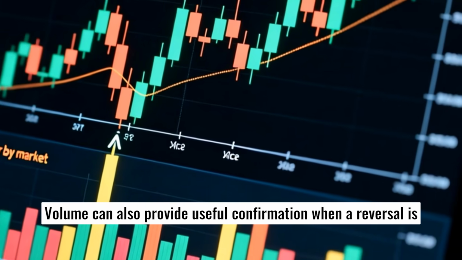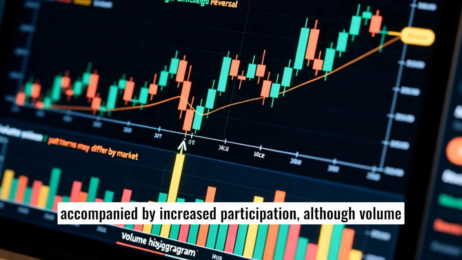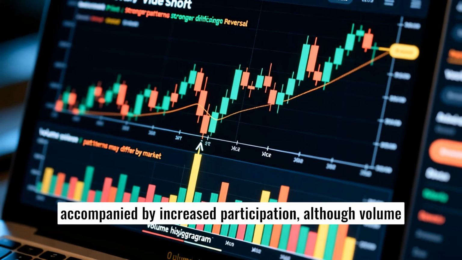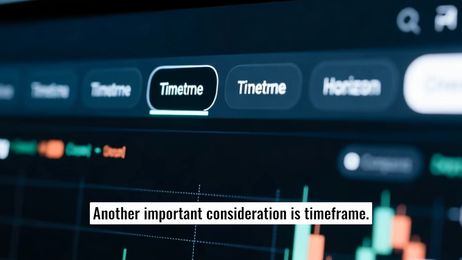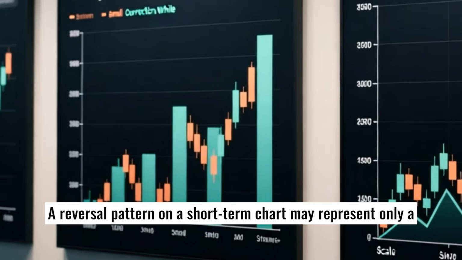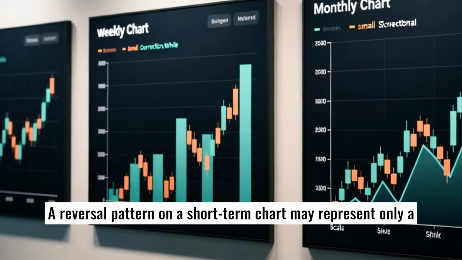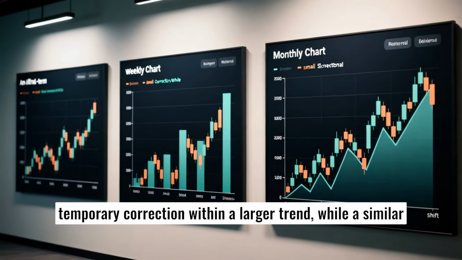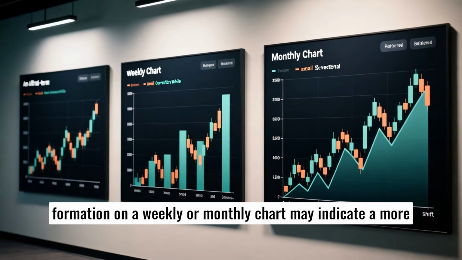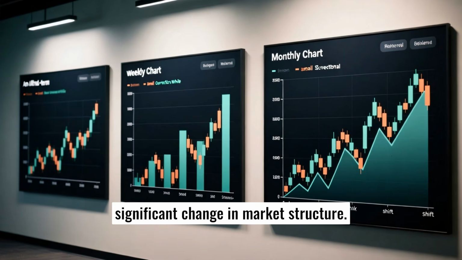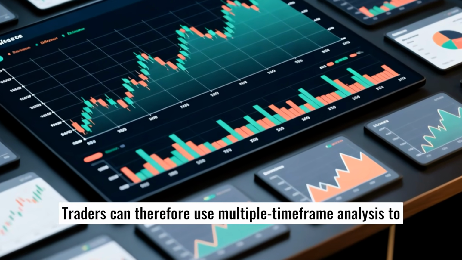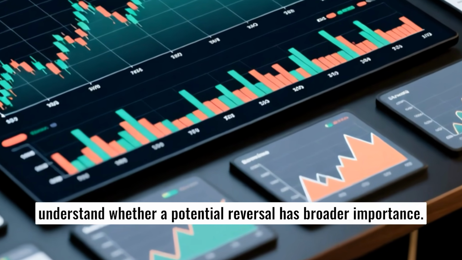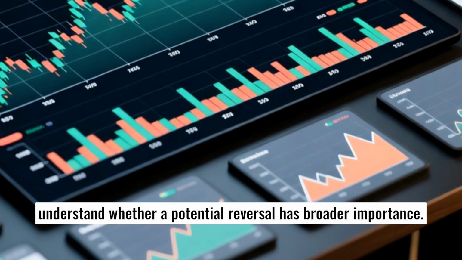Volume can also provide useful confirmation when a reversal is accompanied by increased participation, although volume behavior varies across different markets. Another important consideration is time frame. A reversal pattern on a short-term chart may represent only a temporary correction within a larger trend, while a similar formation on a weekly or monthly chart may indicate a more significant change in market structure. Traders can therefore use multiple time frame analysis to understand whether a potential reversal has broader importance.